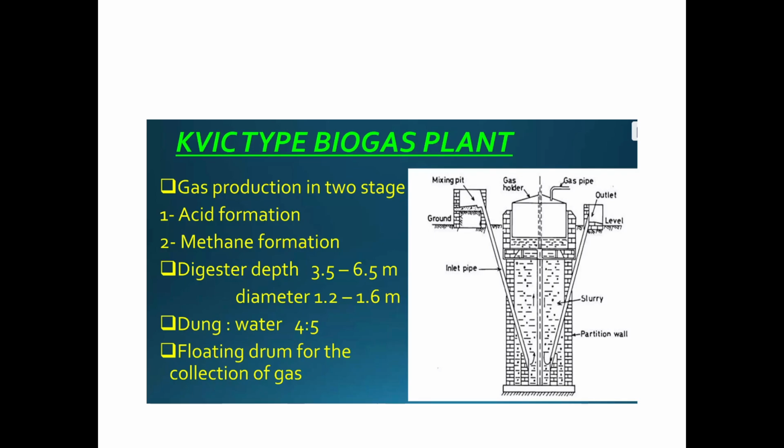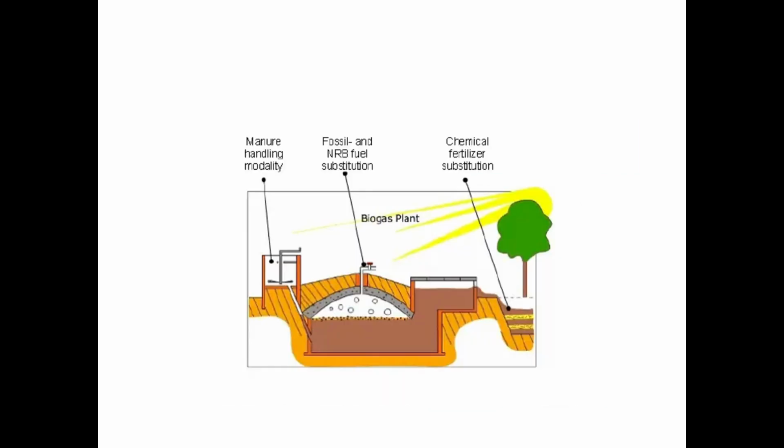For gas production you have two stages: number one is acid formation, and the second is methane production. The digester depth is 3.5 to 6.5 meters and the diameter is 1.2 to 1.6. The dung to water ratio is 4 to 5. A floating drum is mainly used nowadays for the collection of gas.